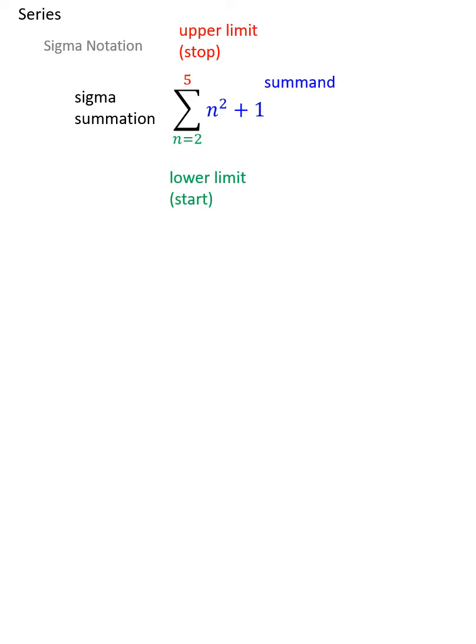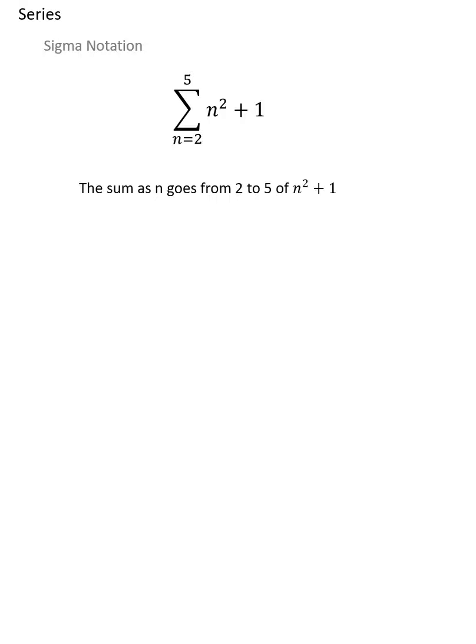More on that in a minute. And the algebraic symbols to the right are called the summand. That's the name of everything. What does all this mean? What it means, well, first let's pronounce it. It's pronounced the sum as n goes from 2 to 5 of n squared plus 1. And the really important thing to focus on here is the n goes from 2 to 5.